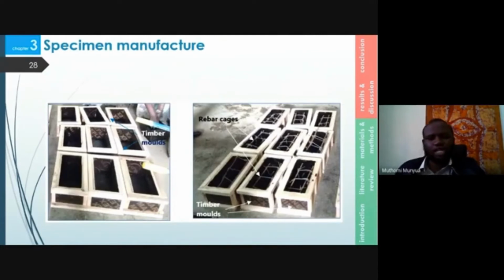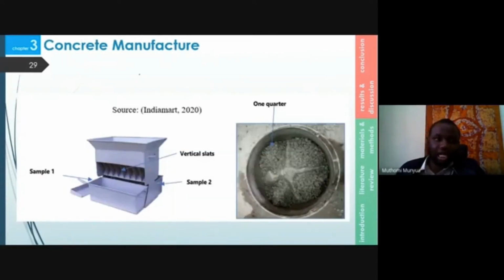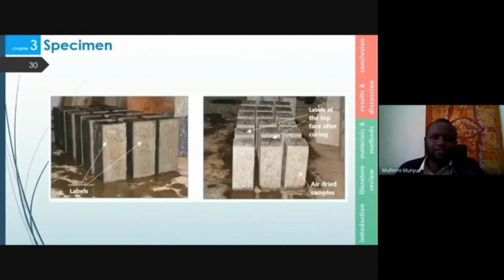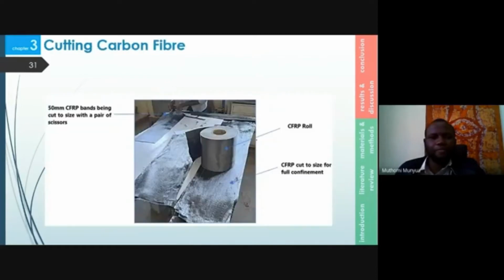The molds were manufactured using marine ply, and old engine oil was used as the shutter release agent. Quality control measures such as the use of reflux and quartering were used to ensure homogeneity of our samples. On the left are the samples immediately after removal from the water bath, and on the right is a picture showing the samples just before application of CFRP.